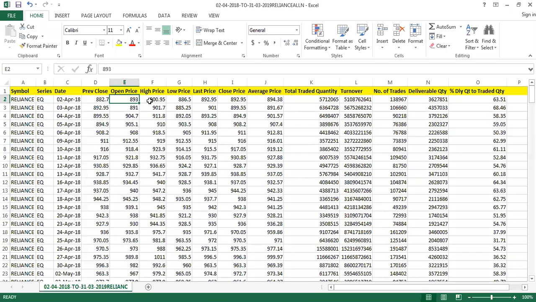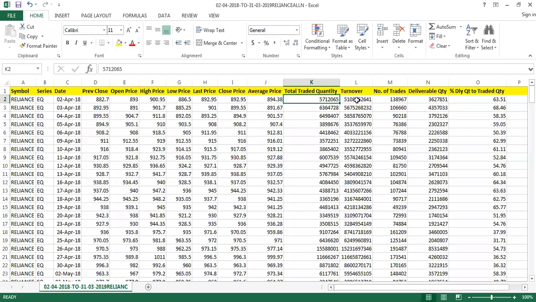893 rupees. All this happened here. This is the average price of all this. This is your average price. This is the amount of shares that were traded on that particular day itself. So 57 lakh 12,065 shares of only Reliance were traded on 2nd April 2018.